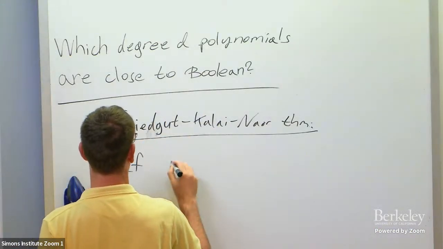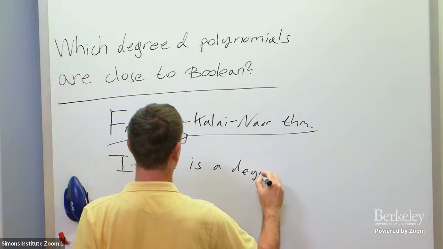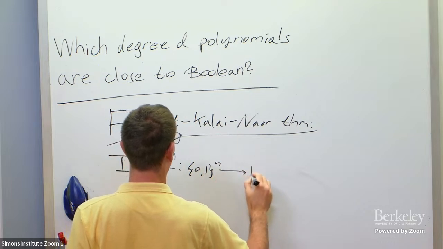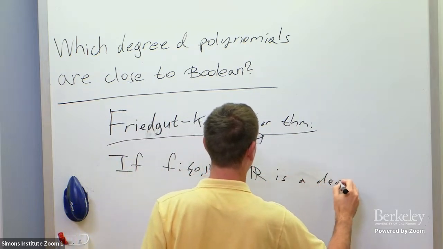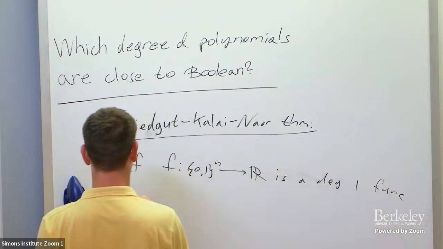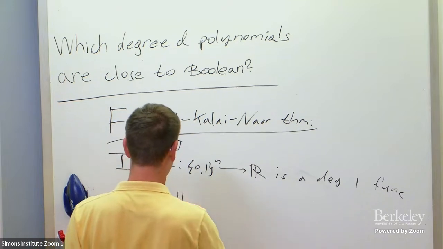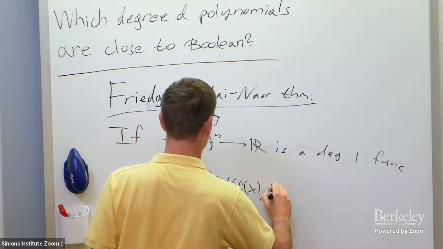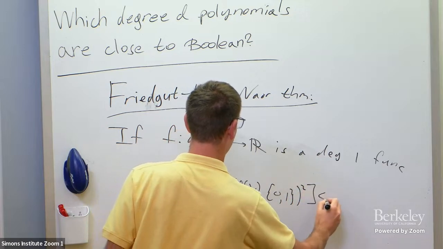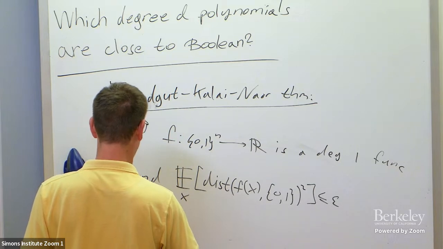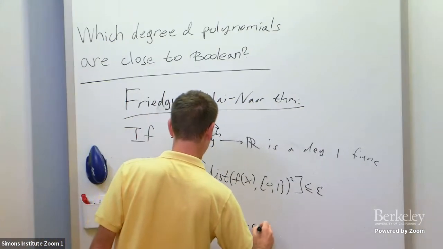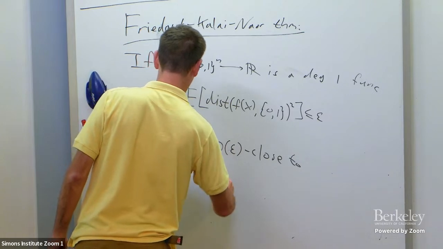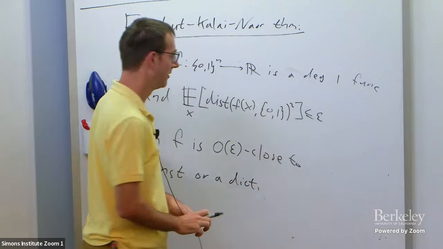Okay, so if f from {0,1}^n to the reals is a degree 1 function, and it is close to Boolean in the following sense, then f is order epsilon close to a constant or a dictator. Okay, so what's going on here?